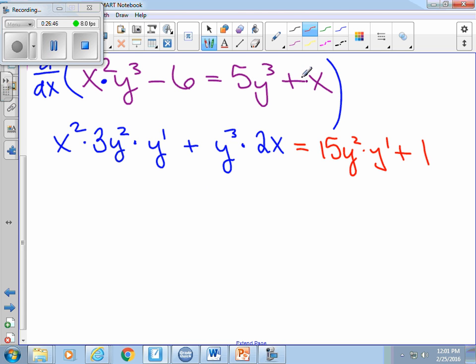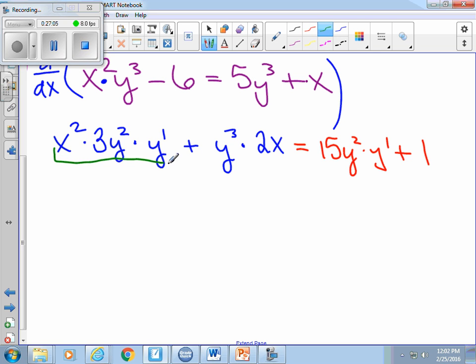This was plus. And the derivative of x is 1. Hey, step, what was it, 3? I think it was step 3. Collect all the y prime terms on one side of the equation. So I'm going to underline those in green.